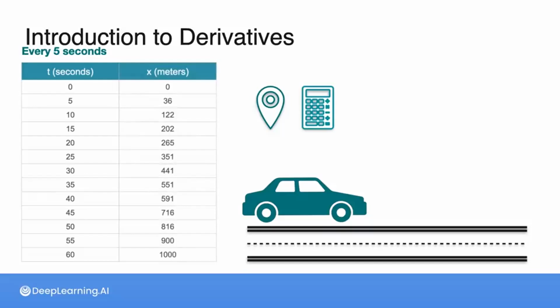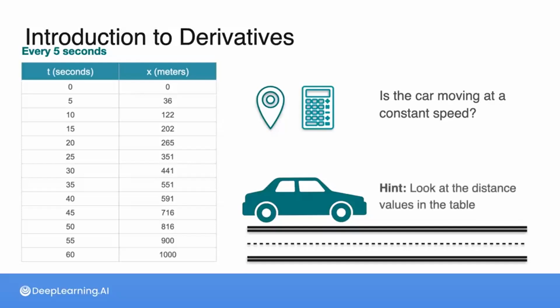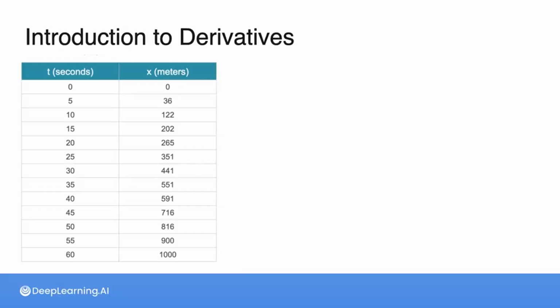Now here is the first quiz. The question is, is the car moving at constant speed? And the hint is, take a look at the distance values in the table. The car is not moving at constant speed.